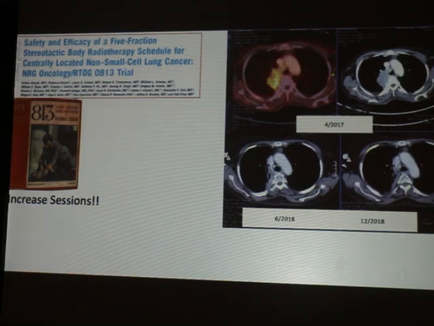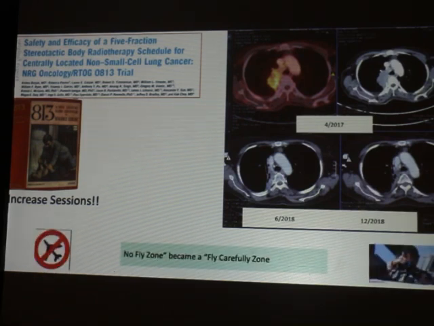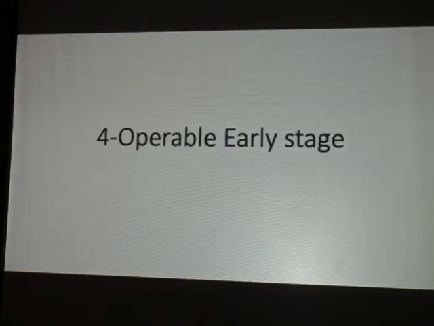So this is one case of an ultra-central tumor. Central tumors are those close to the trachea and bronchus; ultra-central are those just touching the trachea and bronchus. This is one of the patients we did. We have done a lot of ultra-central tumors with radiosurgery. So this is how the no-fly zone became a very carefully sized zone. You can fly there, but with appropriate gear, you can still fly.